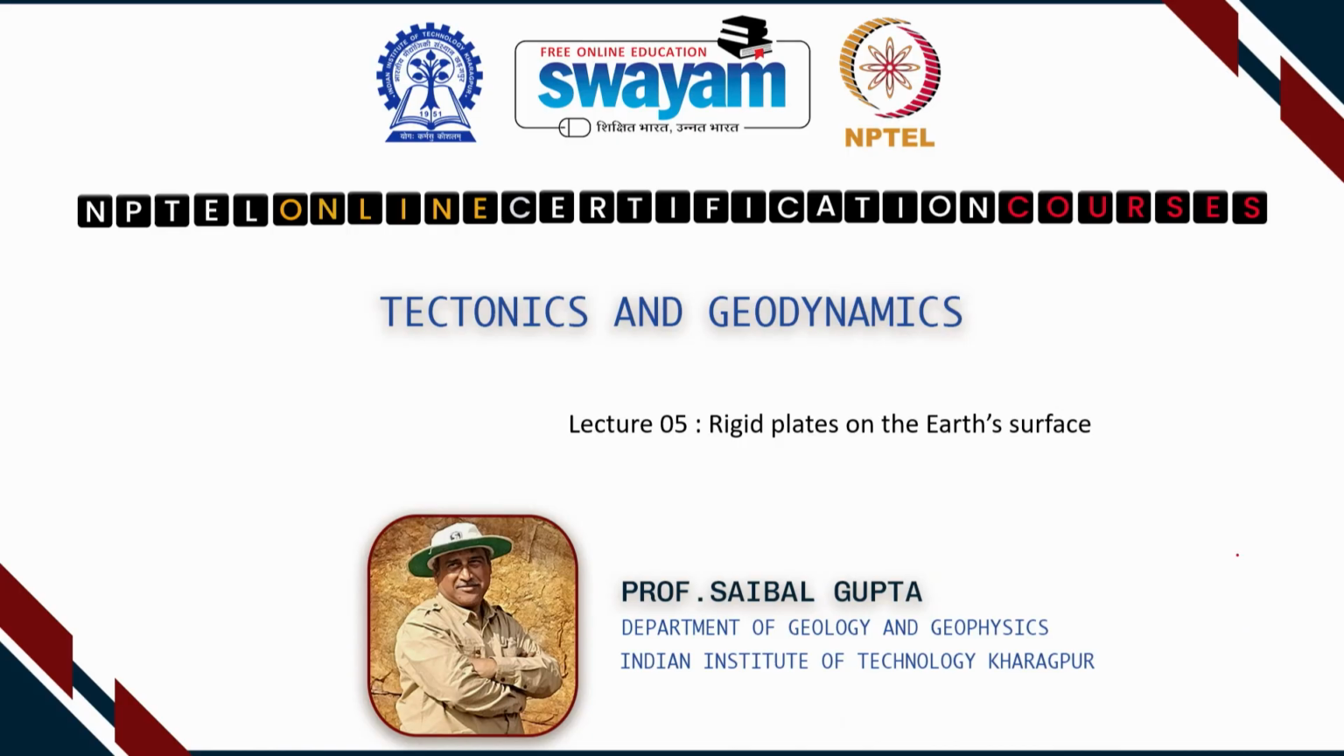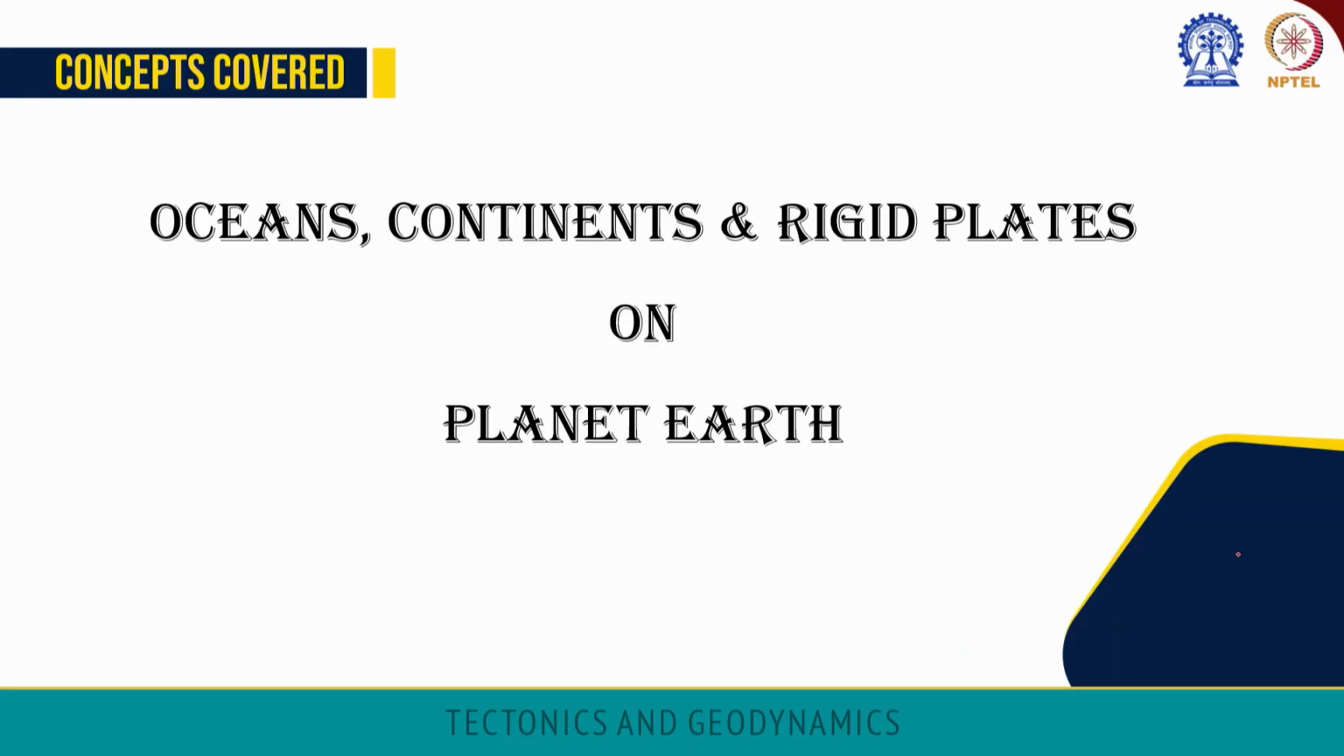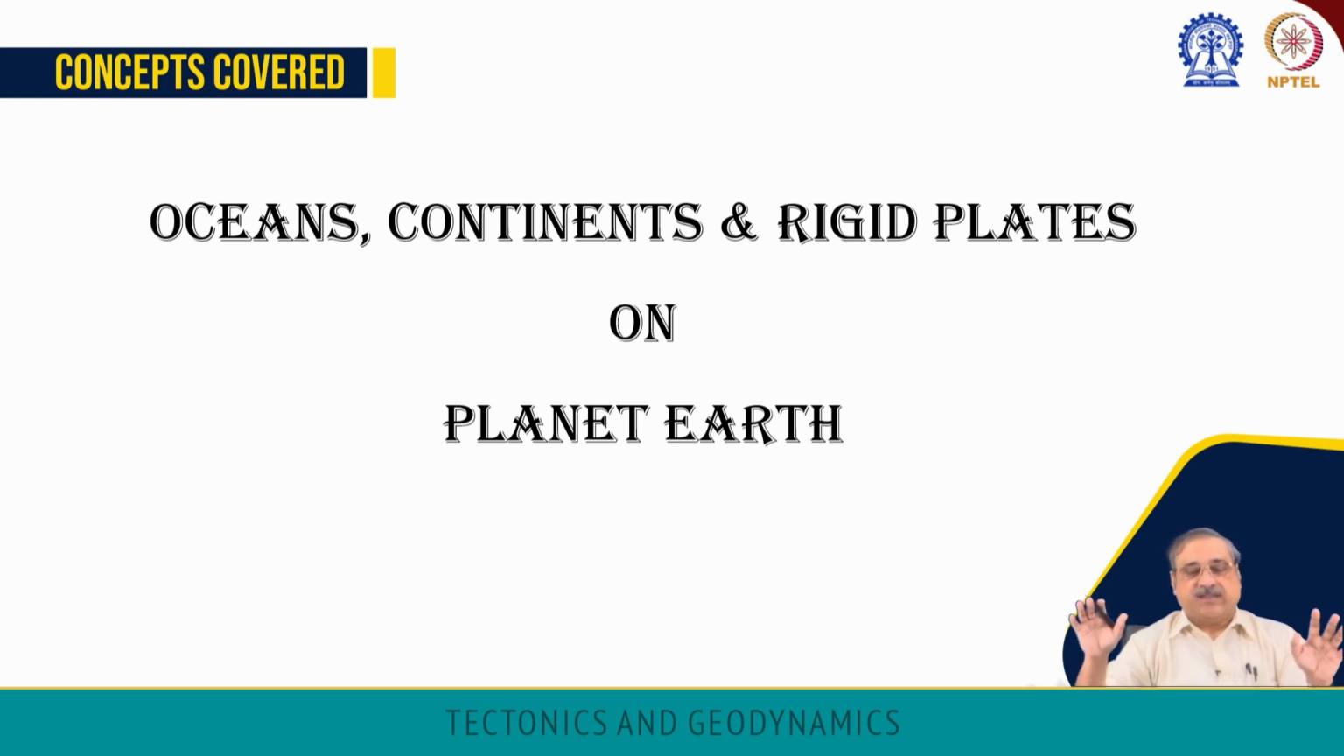So, if we now combine the evidence of continental drift with what we see for sea floor spreading, it was just a matter of time before people began to make this connection between the two. And this slowly led into the concept that forms the subject of today's lecture, that is rigid plates on the Earth's surface. Essentially then, what we are going to do in this lecture is to combine oceans, continents and the concept of rigid plates, all of these on planet Earth.